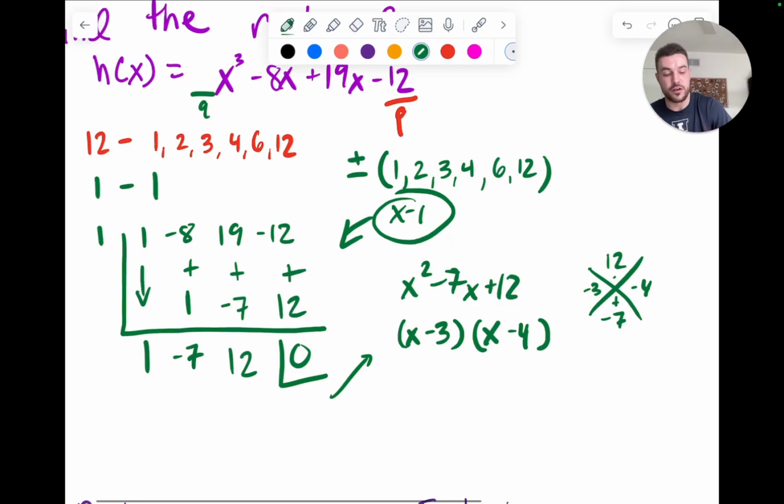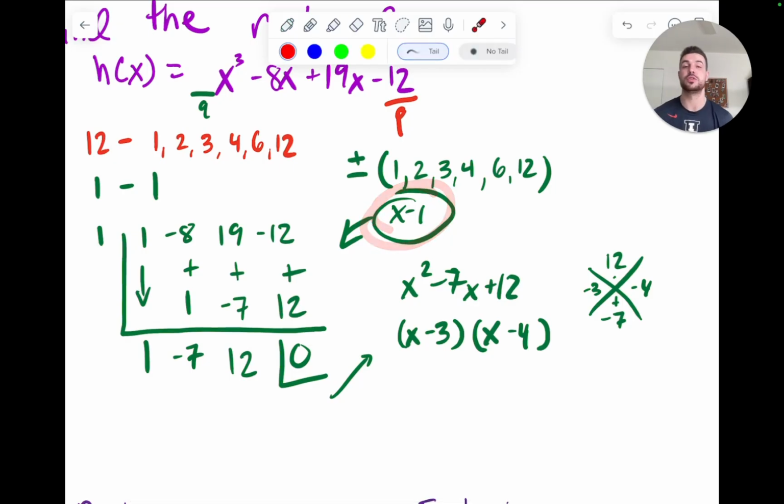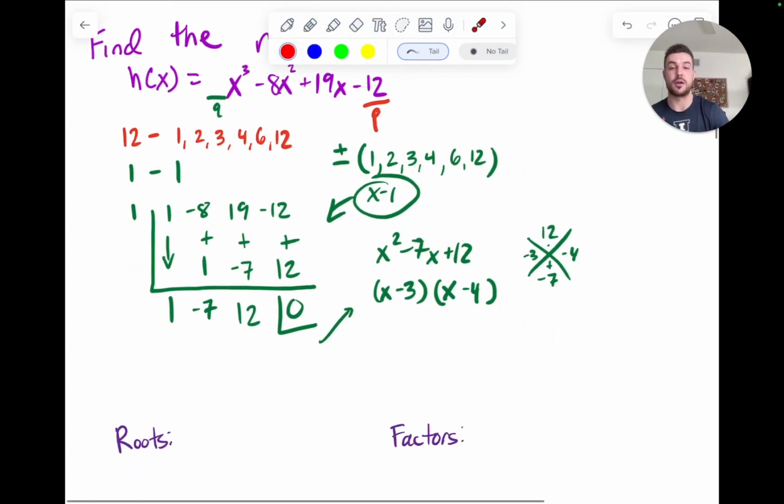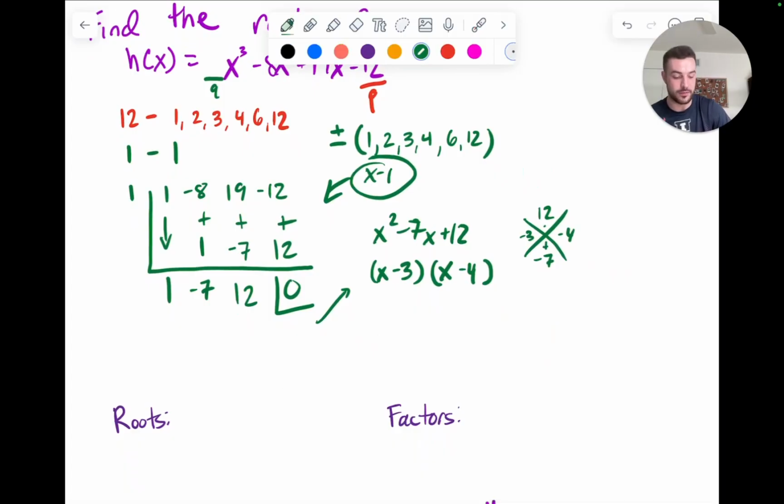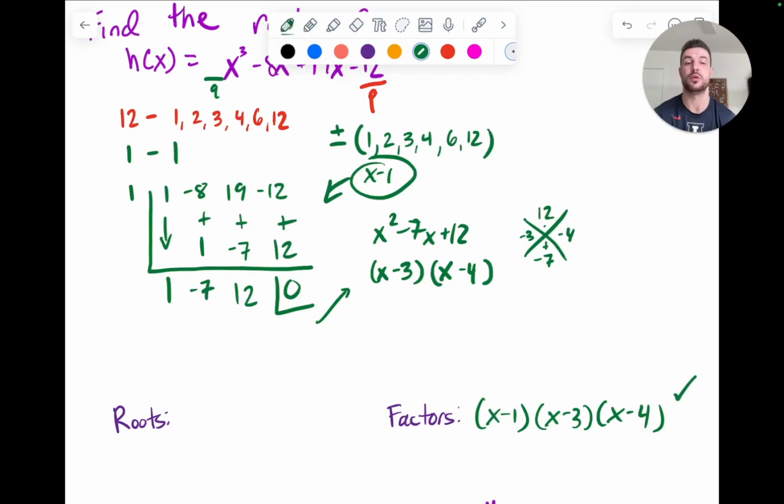So I first broke off or divided out an x minus 1, which I found out went in evenly. So this is one of my factors. I was left with this polynomial, which I can then factor again. So therefore, my factors are going to be that x minus 1 I found through division, and then the x minus 3 and x minus 4 that I got from factoring once I divided my original polynomial by x minus 1. This is the factored form of our original polynomial.